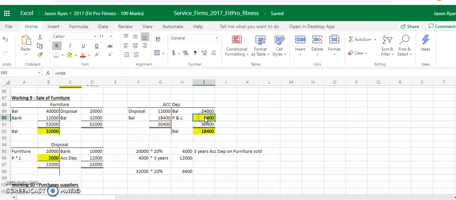And then we've got the depreciation for this year, for the profit and loss for this year. So that's going to be your 32,000.